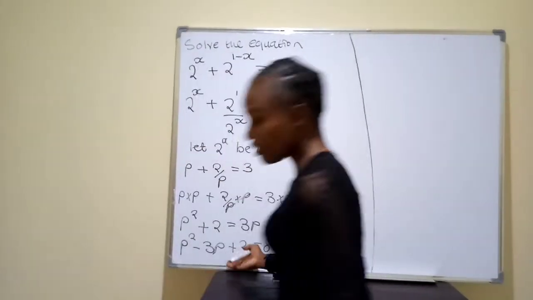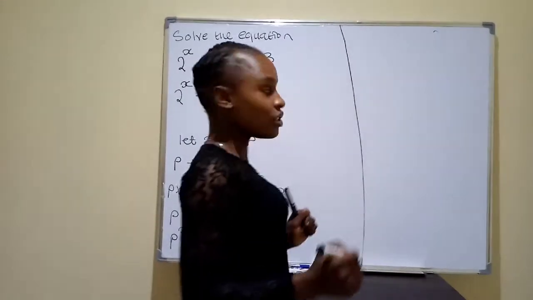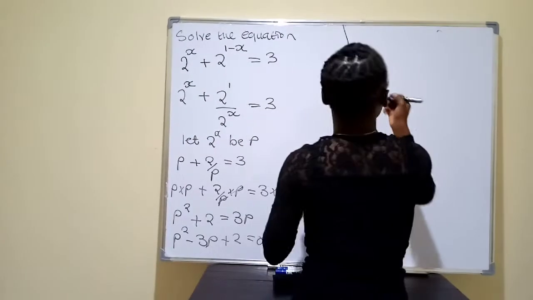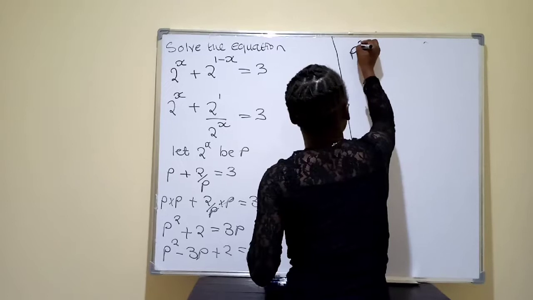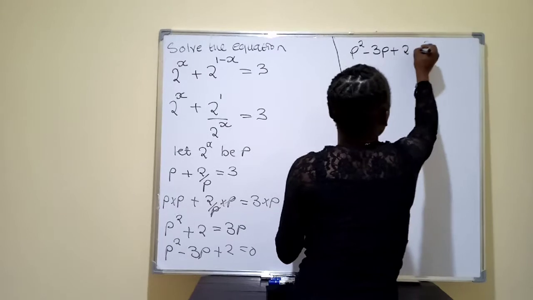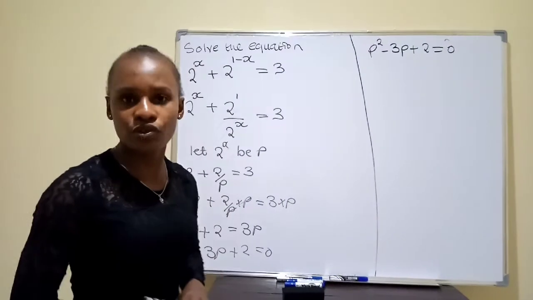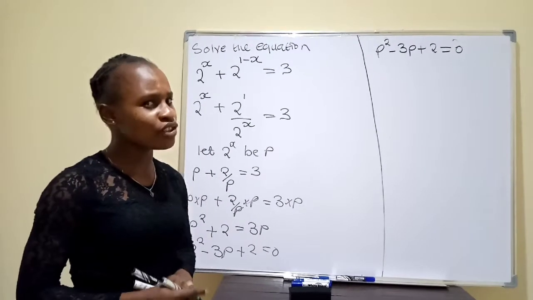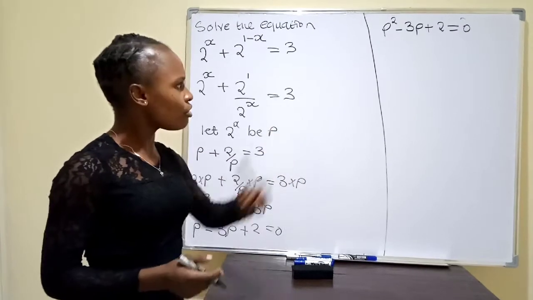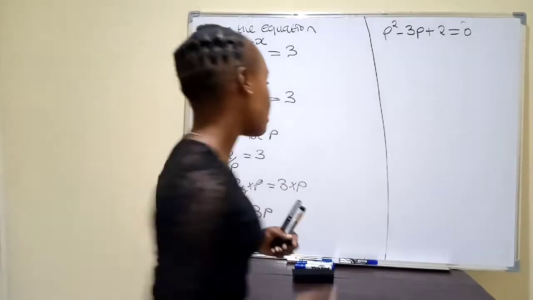Now what we have on this side is just a quadratic equation. So the same quadratic equation which we have, we're now going to solve it. So we have this quadratic equation which is p squared minus 3p plus 2 being equal to 0. There are different methods of solving quadratic equations. You can either use factorization, you can use completing the square, or the formula method. But when we look at what we have, let us consider factorization. So we're going to find the product and the sum.